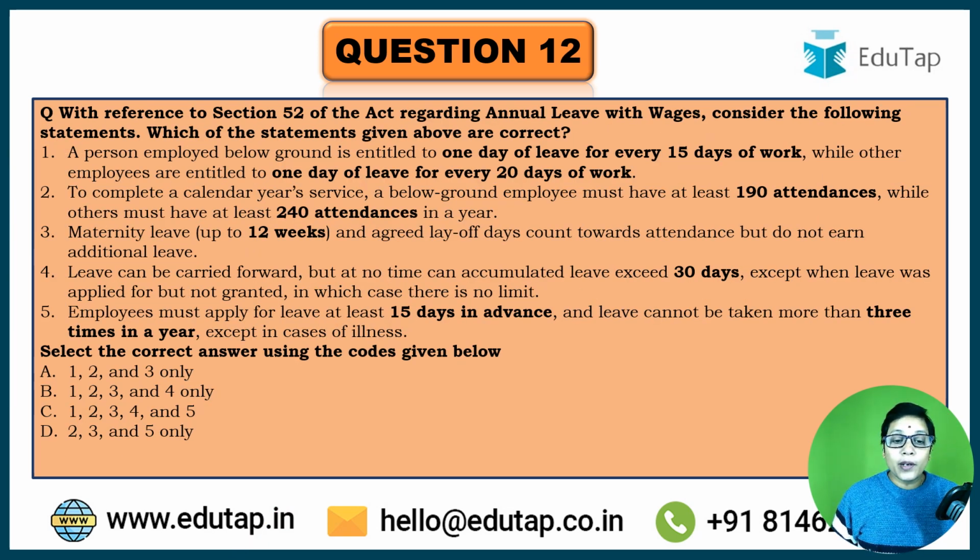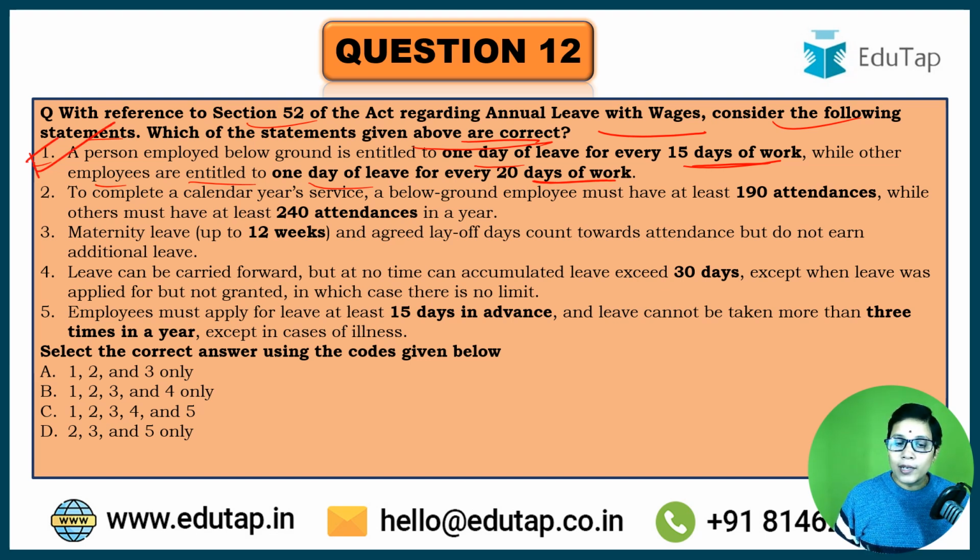Moving on to our next question, with reference to Section 52 of the Act regarding annual leave with wages, consider the following statements. Because they need to rejuvenate, obviously an annual leave has to be given with full wages. So what are the conditions? Which of the following given statements are correct? A person employed below the ground is entitled to 1 day of leave every 15 days of work, while other employees are entitled to 1 day of leave for every 20 days of work. Yes, this is very much true.